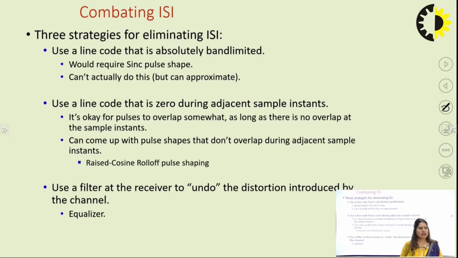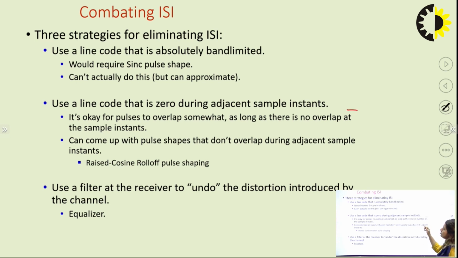If there are sinc pulses, sinc has a maximum value at 0 and all other values are zero at plus or minus nT_s. So it has a maximum value of 1 at a value of 0. We can't actually do this exactly, but we can approximate these things. So basically we can use line coding methods which are absolutely band limited, and we can use sinc pulses, but these are all approximated methods. So use a line code that is 0 during the adjacent sample instants. So this can be done.